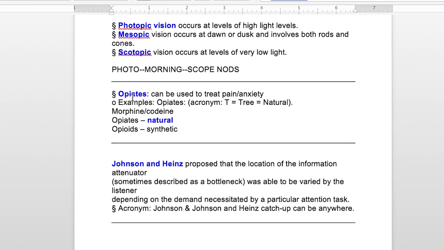The difference between opiates and opioids: one is natural and one is synthetic. The way that I think of it is that A comes before O, and the natural ones had to be discovered first for them to mimic it to make it synthetic.